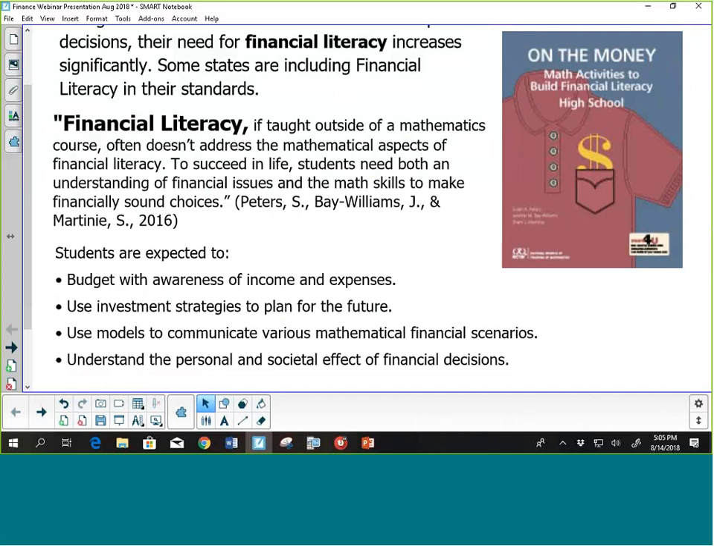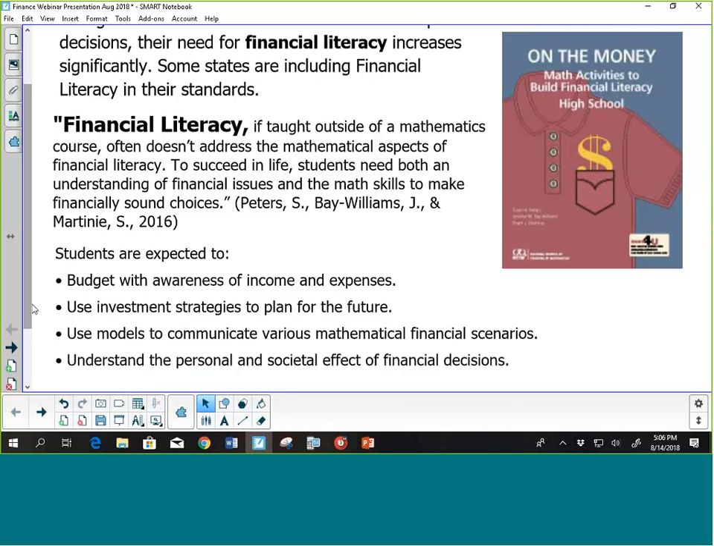And then, we always talk about using math models, but to use those math models to communicate different financial scenarios, along with some personal and social effects of financial decisions. So we definitely see that there is a need for financial literacy out there among our students.